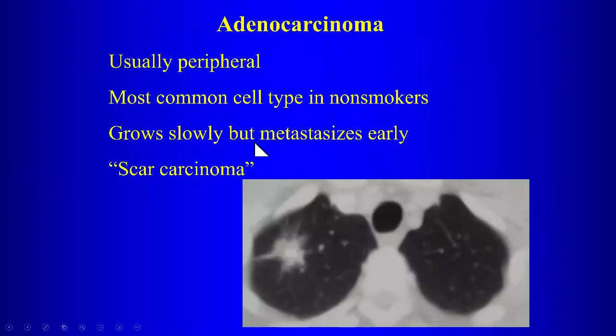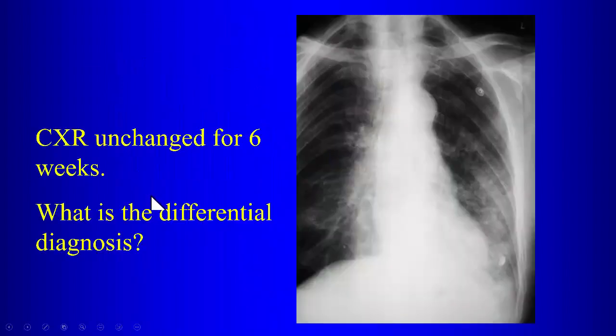So these tend to be peripheral. It's the most common cell type in non-smokers. They grow slowly, metastasize early, and the most common cell type of scar carcinoma is adenocarcinoma. Okay, so what is the finding on this chest radiograph?